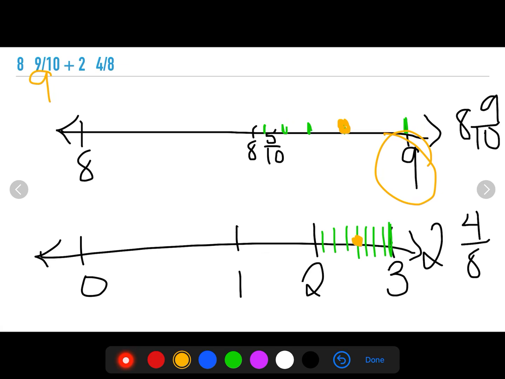Scholars, I know that the distance between here and here are equal. So I know that 2 and 4/8 is just the same thing as saying 2.5. So my benchmark for 2 and 4/8 is 2.5. Now I'm just going to add them together. 9 plus 2, 11. Bring over my half. So 8 and 9 tenths plus 2 and 4/8 is about 11.5.